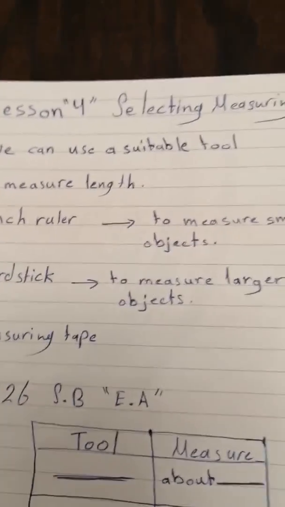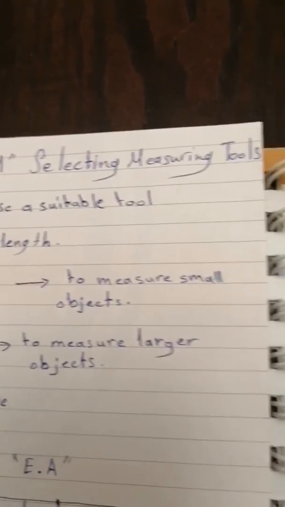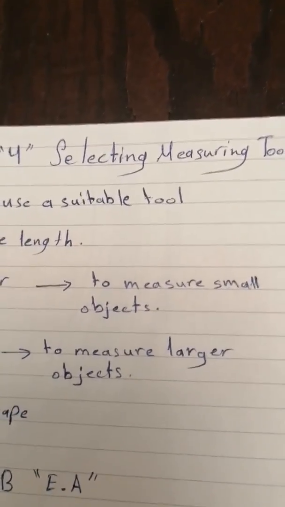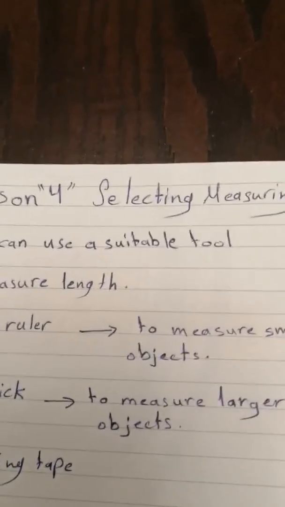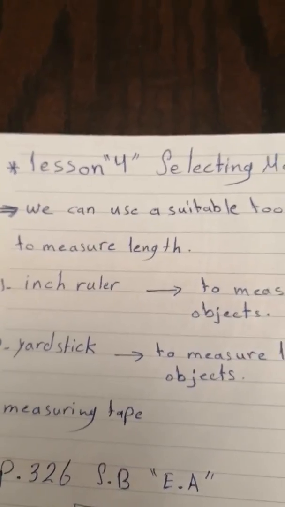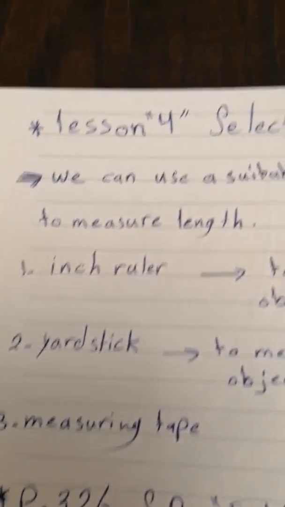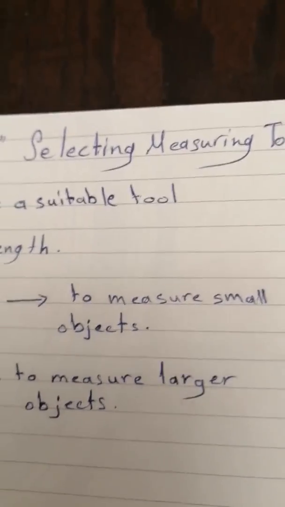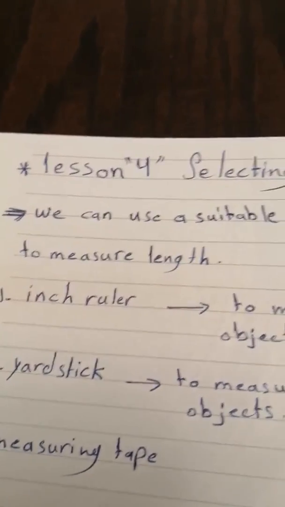Now our lesson today will be about selecting measuring tools. Selecting measuring tools means that we have to measure the length of an object by choosing the correct tools. The tools that we can use to measure length, the first one, is the inch ruler. The inch ruler, we can use it to measure small objects. So, if we want to measure small objects, we can use an inch ruler.